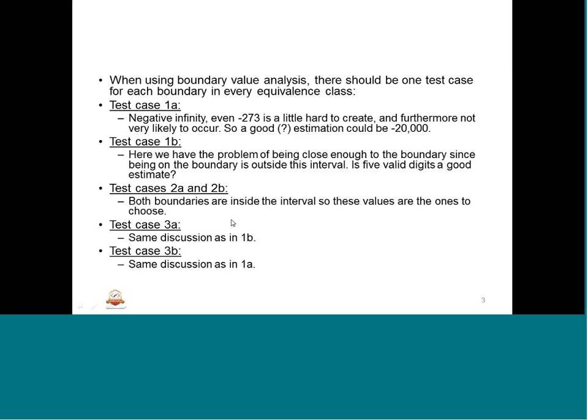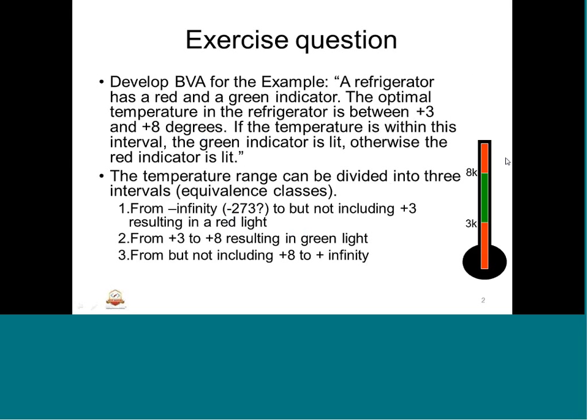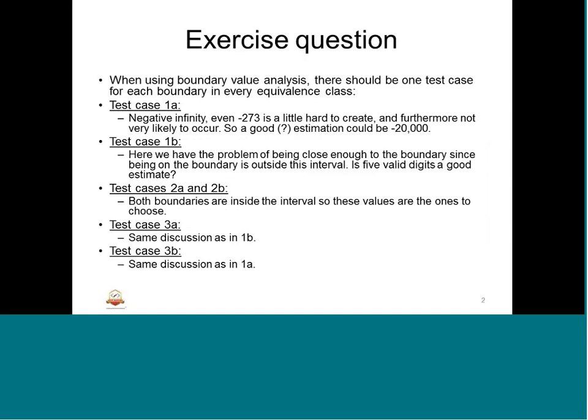That means there is an interval above 8, you can see. So one of that. Similarly, we have the other one also, above 3. Sorry, below 3. It could be anything till minus 10, 20, depending on the capability of that sensor. Then we have test case 3A, same discussion as 1B on the other side, and test case 3B same as 1A on the other side, that is on the plus side. So that is how we can have a boundary value analysis for this example.